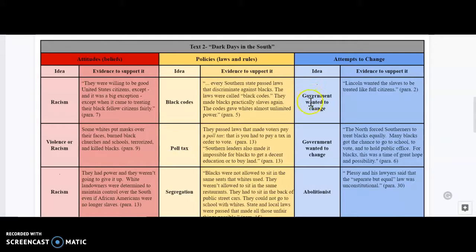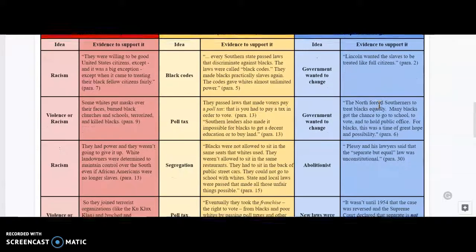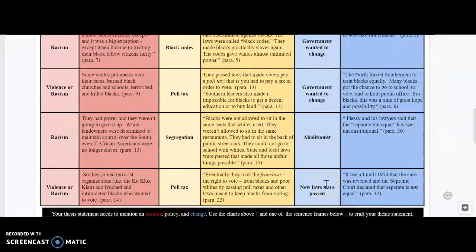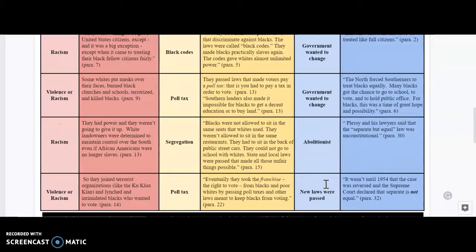Attempts to change that we annotated, again, the idea that the government wanted to change. Lincoln wanted slaves to be citizens, paragraph 2. Continuing with the idea the government wanted to change, we found evidence of that in paragraph 6. We saw a little bit of abolitionist ideas and attempts to change. We annotated that in paragraph 30. And then new laws were passed. We see that in paragraph 32.